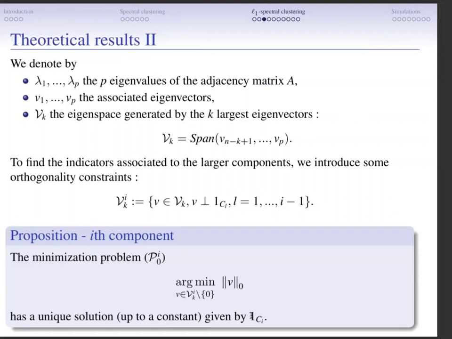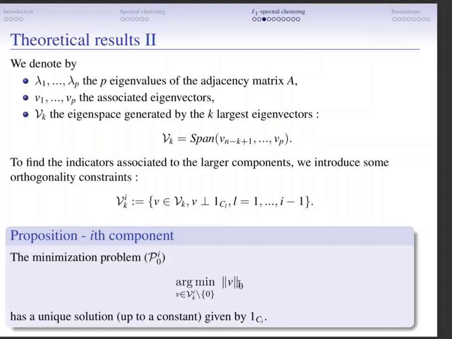So if you want to recover this component here, you can solve this minimization problem. You are looking for the sparsest eigenvector, which is orthogonal to all previous connected components, and which is still in the eigenspace generated by the largest eigenvalues. Now if you're familiar with this L0 penalization problem, it's quite challenging. It's an NP-hard problem due to the presence of this L0 norm.